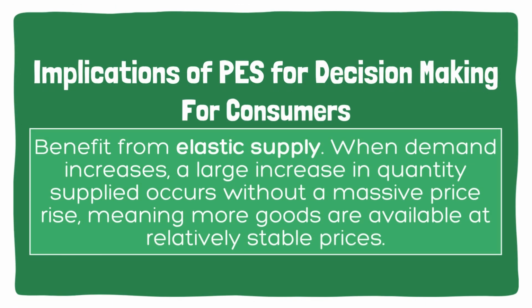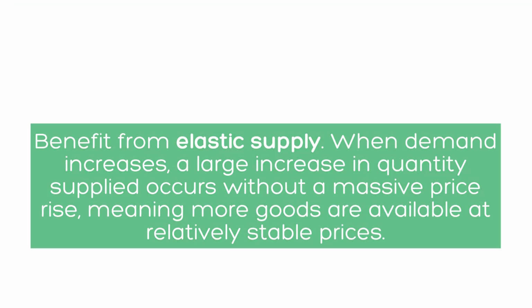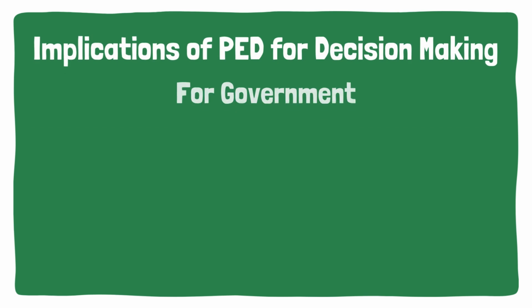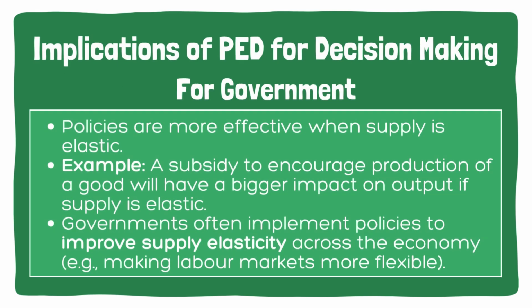The concept of PES has important implications for consumers, producers, and governments. Consumers benefit when supply is elastic because producers can respond quickly to rising demand without causing large price increases. Producers also prefer elastic supply since it allows them to increase production and profits when prices rise. Governments consider PES when designing policies. For example, subsidies are more effective when supply is elastic because producers can increase output more easily. This is why many governments encourage flexibility in production by making it easier for firms to hire and adjust labour.